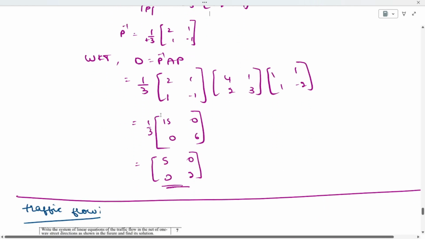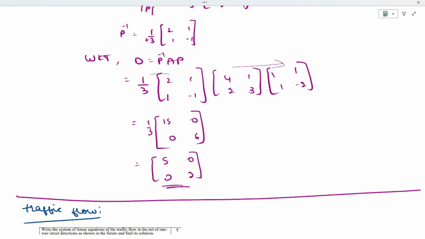Now, diagonalization is equal to P inverse AP. That means P inverse, what? 1 by 3, 2, 1, 1 minus 1, the A value which we have and the P value. Now, if you do these two first, then you can do the next two. If you do this, you get 5, 0, 0, 2, and that will be the answer for diagonalization.